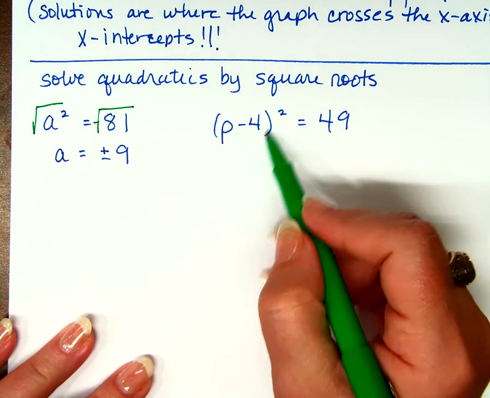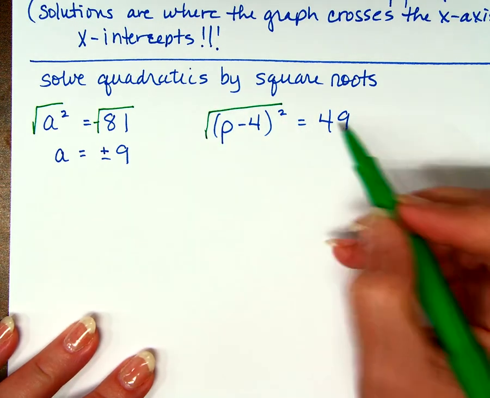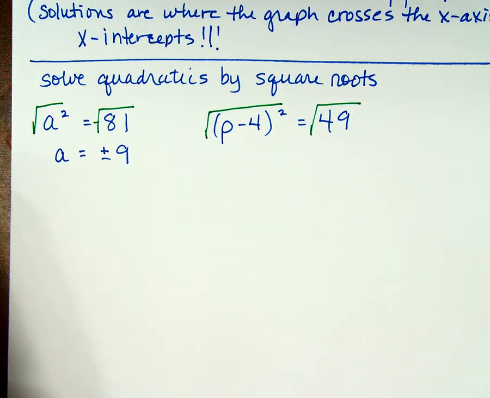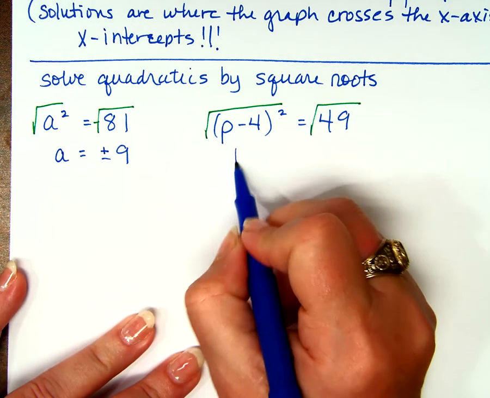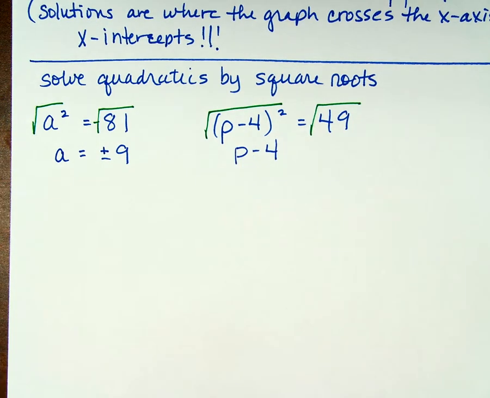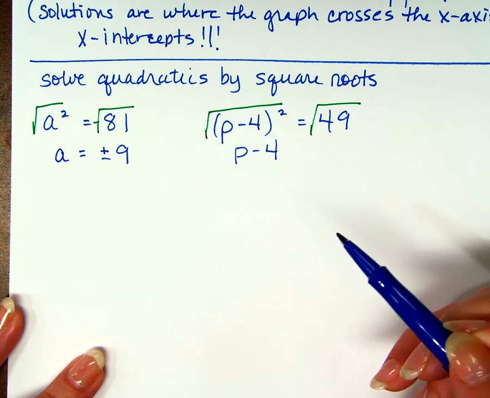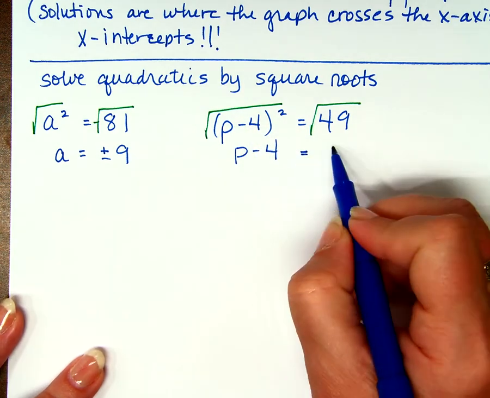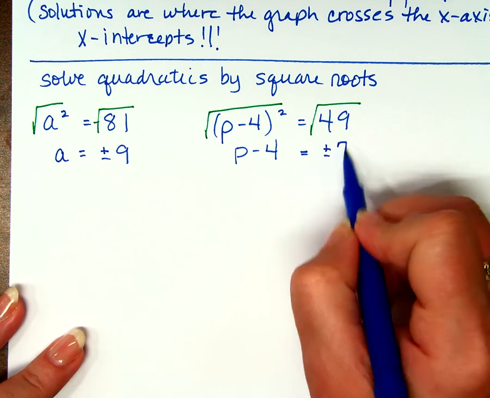Isn't this a squared term? Then can't I take the square root of it? What is the square root of P minus 4 squared? P minus 4. Anytime I square root something that's being squared, I just get that thing, right? Equals what? Dang it! Okay, plus or minus 7.